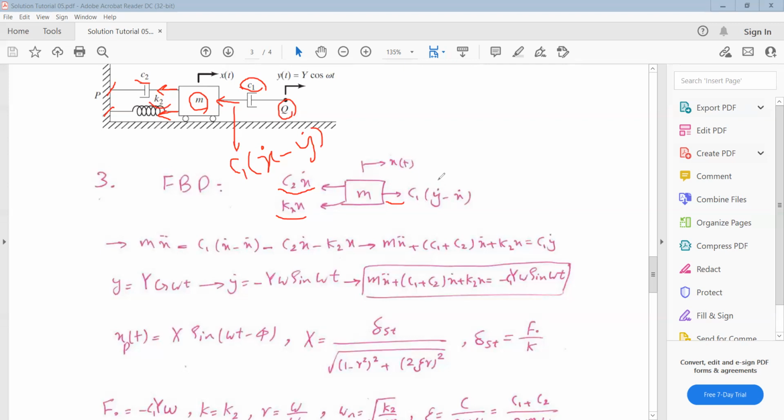In fact, I multiply with a negative sign when you change the direction. No different, the result will be the same. So the summation of these forces in a horizontal direction must be equal to the mass times the acceleration, according to Newton's second law. So m x double dot is equal to C1 times y dot minus x dot, yeah, this is y dot minus x dot here.